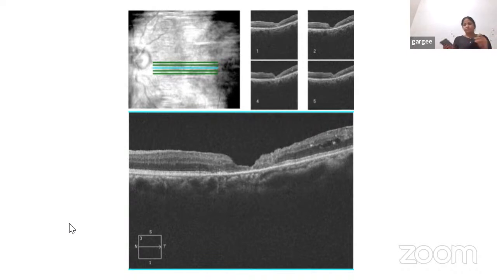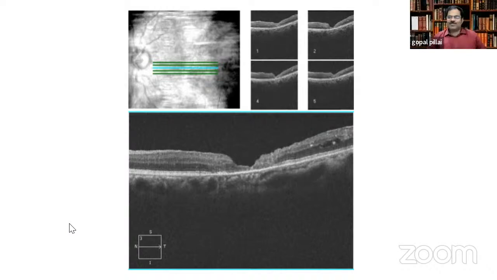All right. Okay. Disproportionately reduced near vision points to some problem in the macula. In a cataract, generally we expect that near vision is proportionately reduced to distance vision. Except in PSC. Except in PSC, yes. Okay. Next.